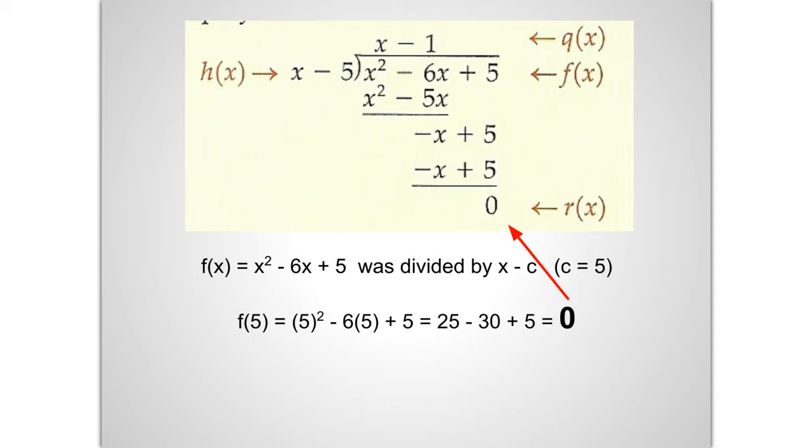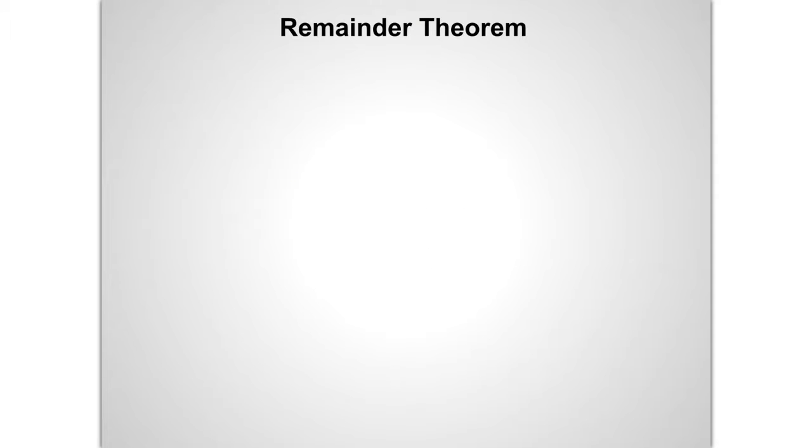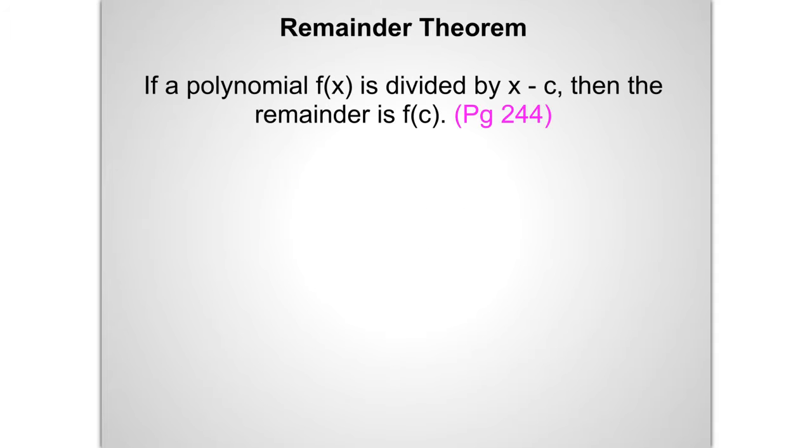So looking at these two examples and using our inductive reasoning, we would say it appears that if a polynomial is divided by x minus c, then the remainder would be f of c. And it's what we call the remainder theorem. It's found in your book on page 244. And it's important enough, I think, to get down in your notes.